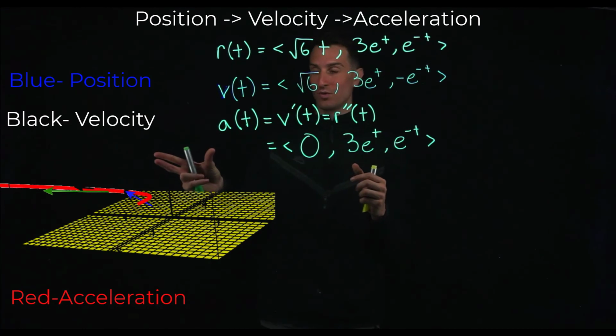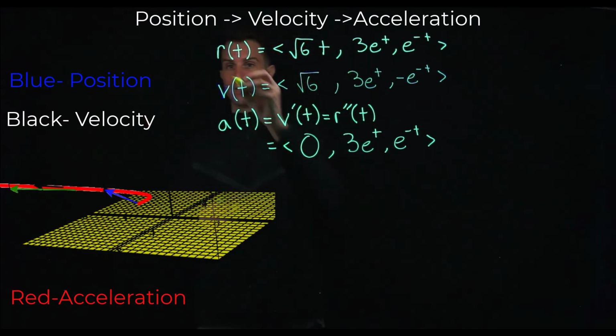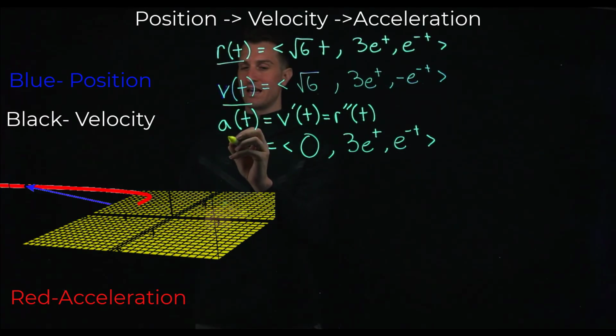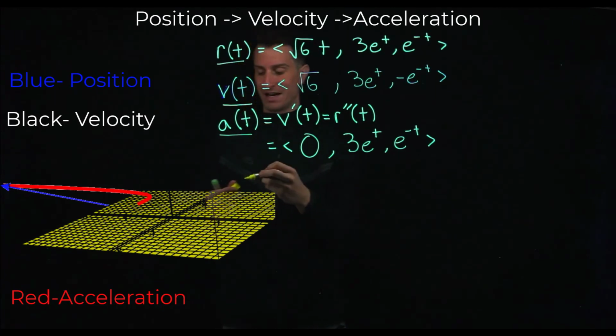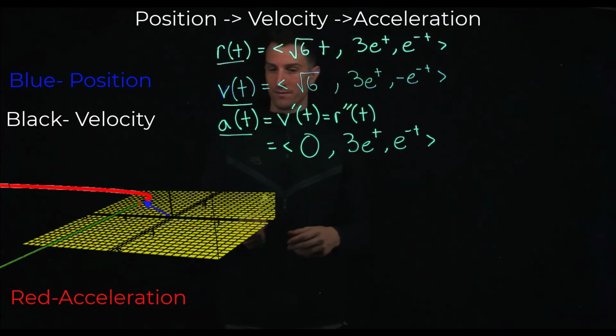Now we can see the visual over here. There is the blue vector, which represents the position function. The velocity is represented by the black vector, and I believe the acceleration function is represented by a dark maroon vector. So if you're wondering what each one of those vectors are.